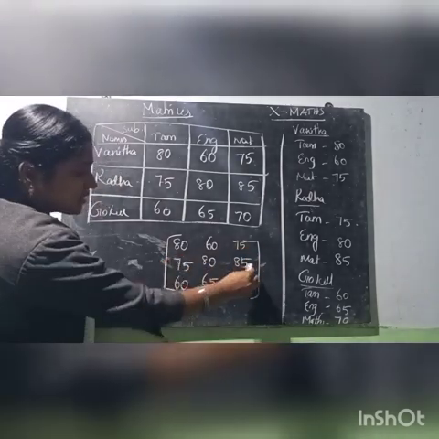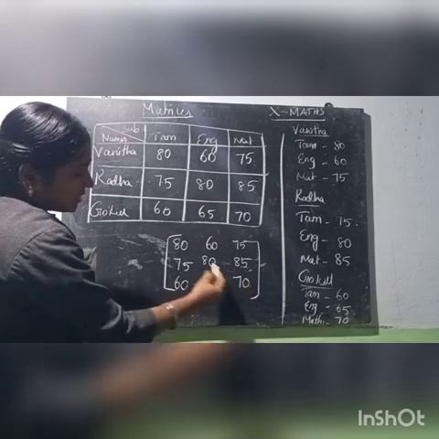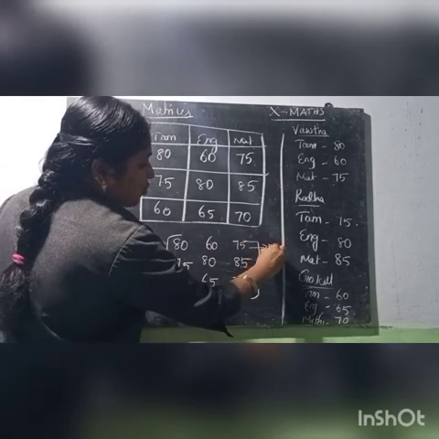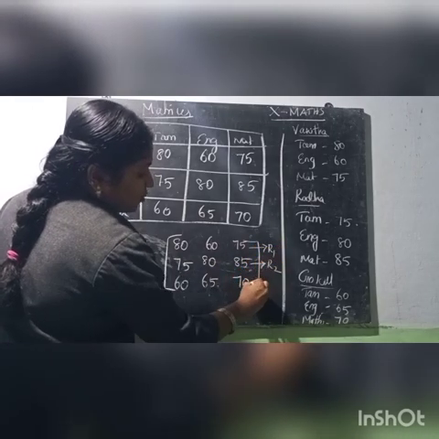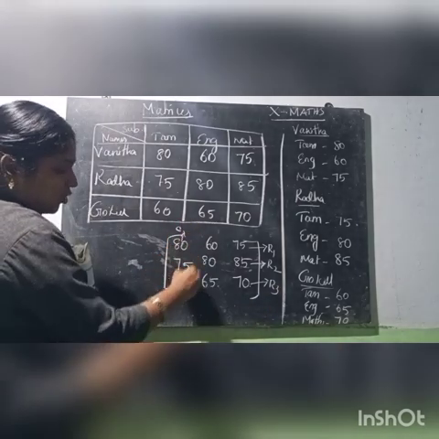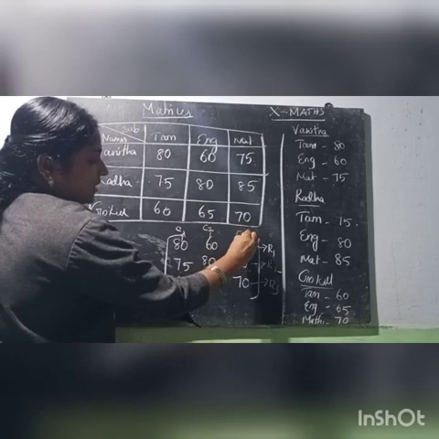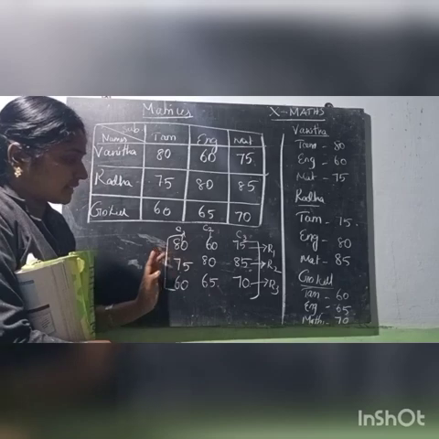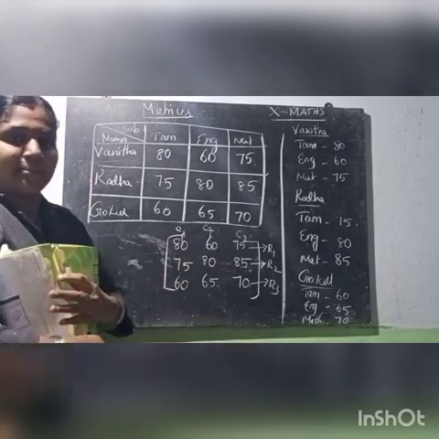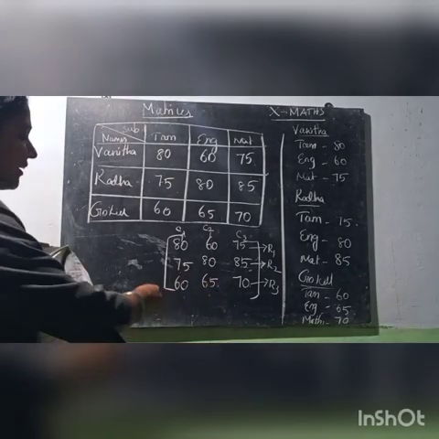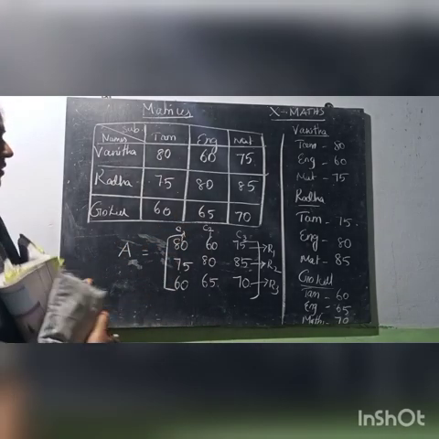This horizontal line represents rows, and this vertical represents columns. So this is row 1, this is row 2 and this is row 3. Then this is column 1, this is column 2 and this is column 3. So this is called matrix form. In a rectangular array, we can represent the elements. We can give the matrix a name like A or B, something we can give.